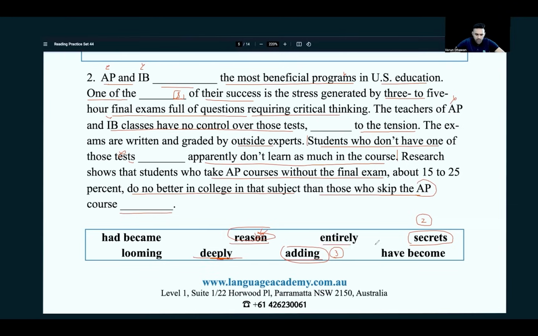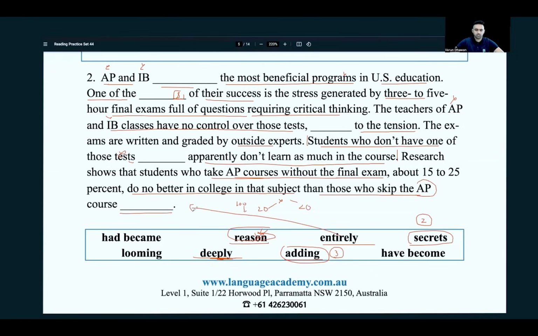or entirely. They're saying, let's say there are 100 students who have taken the course, 20 of them are not taking the final exam. They're not performing any better than students who have not taken the course at all. So who skip the AP course entirely, not deeply.